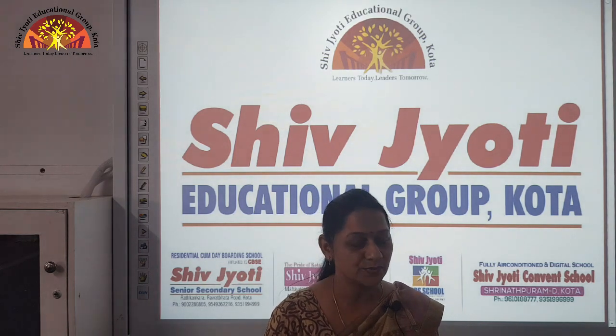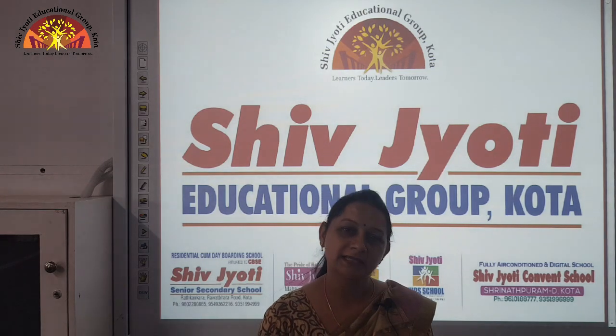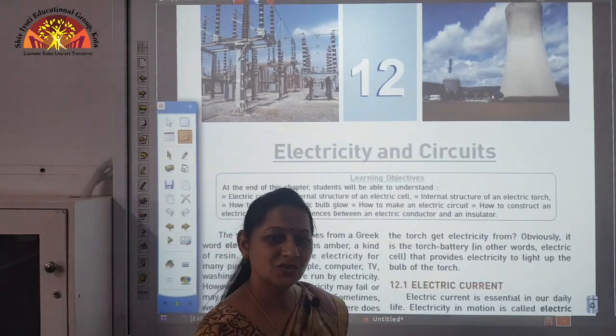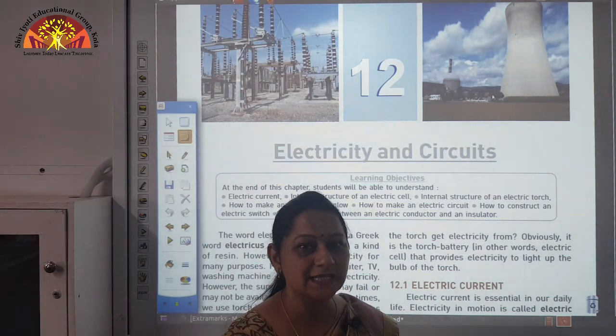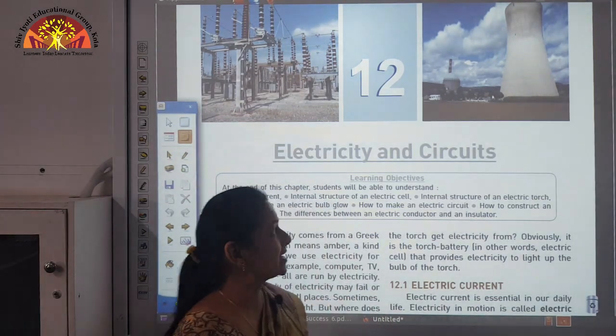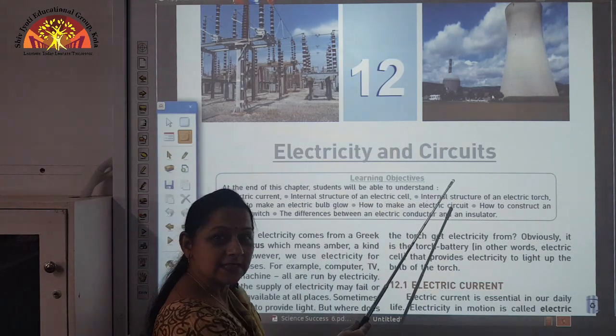The chapter that we are going to do today is chapter number 12, electricity and circuits. So children, open up your books to page number 168 and we'll start with chapter number 12, electricity and circuits.